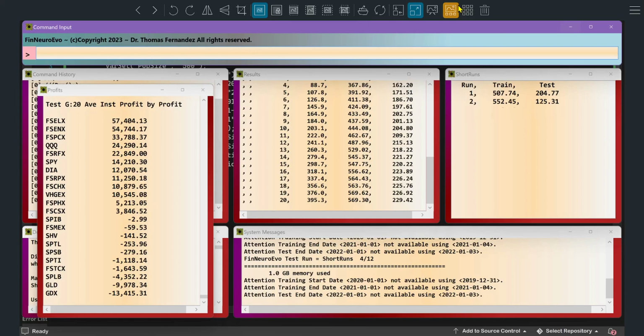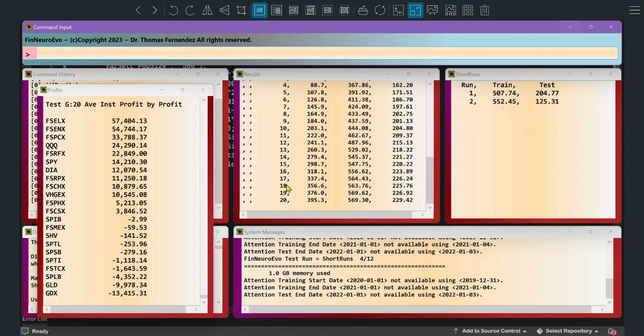Okay, hello everybody. I'm going to talk right now about a system that I'm working on. It's evolutionary neural nets to try and do financial trading systems. The system has just been operational for a day or two, and so this is what it looks like when it's running.